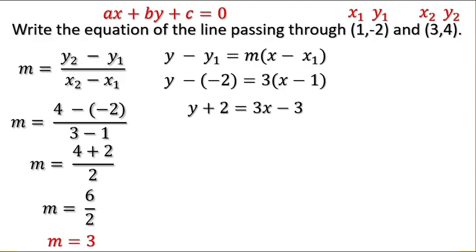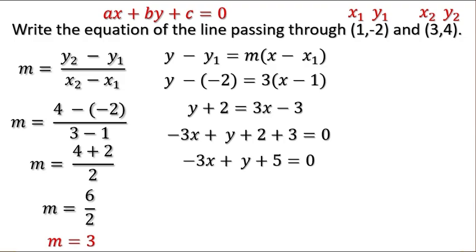Next, we have to take note of our required or prescribed form, which is ax plus by plus c equals 0. Therefore, we need to transpose 3x minus 3 to the left side of our equation. Remember that when we transpose a term, the sign will be reversed. Thus, we have negative 3x plus y plus 2 plus 3 equals 0. Now, let's simplify 2 plus 3. That's equal to 5. We now have negative 3x plus y plus 5 equals 0.